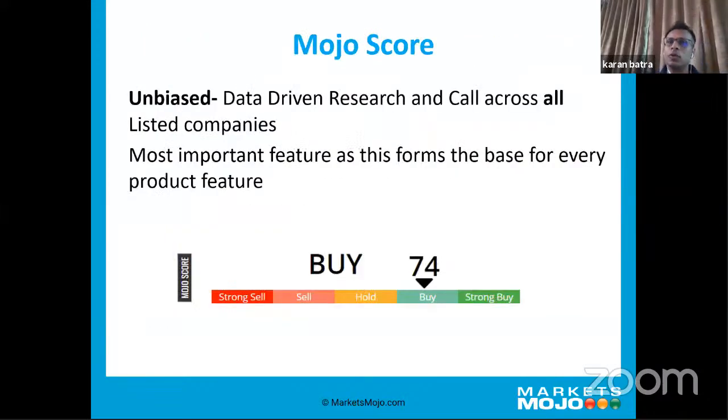First and the most important feature is the Mojo Score. This is really the backbone of everything that we do on MarketsMojo. Mojo Score is our research and call on every listed company. On every stock, you will see this grade, which goes from strong sell to strong buy, and a score from 0 to 100. Higher the score, the better it is.